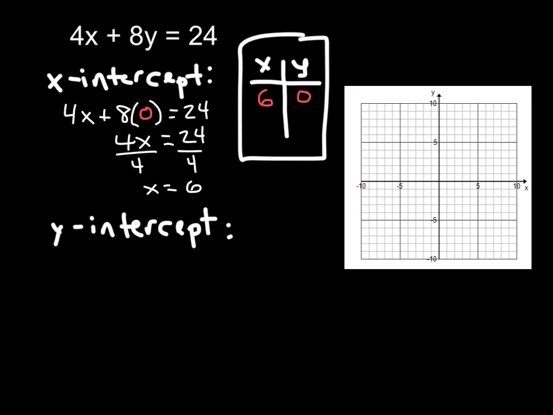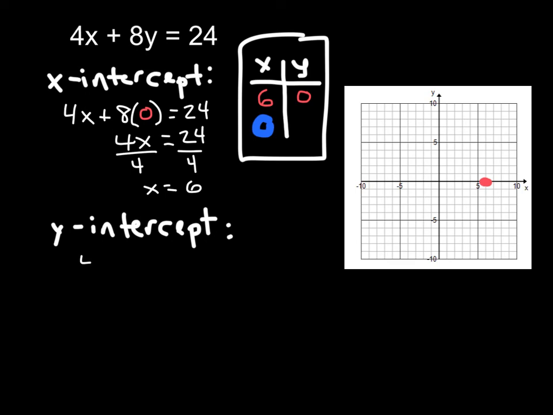Now what I recommend all the time is after you find one of these 2 points in this table right here, after you find one of them, so 6, 0, go ahead and plot that one right away so that you don't forget later, and I'll show you what I mean. So 6, 0. 6 on the x-axis and 0 on the y-axis is right about there. Okay? And now we're going to go and we're going to find our y-intercept. And to find our y-intercept, we're going to use a 0 for x, and we're going to solve for y.